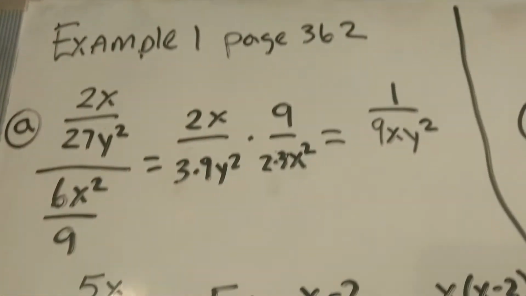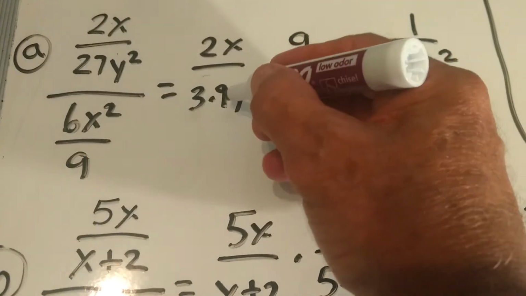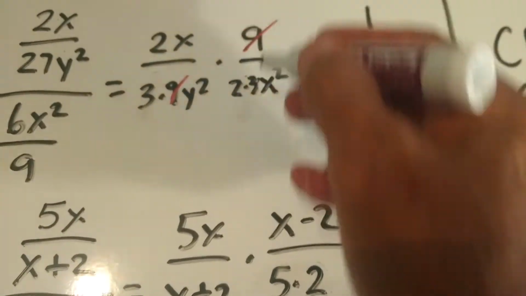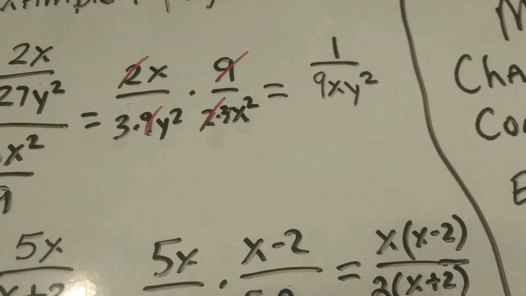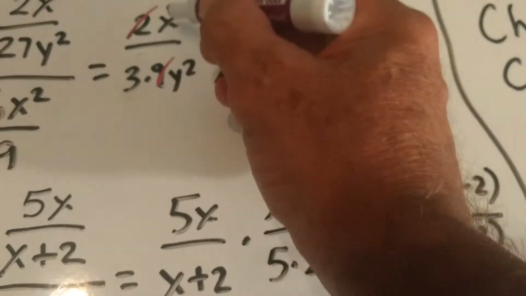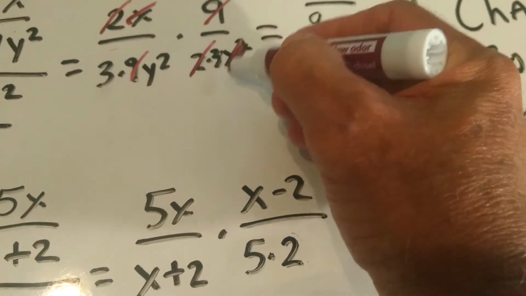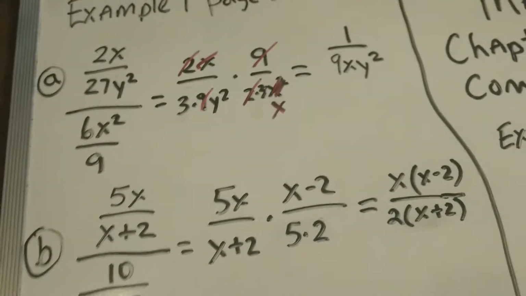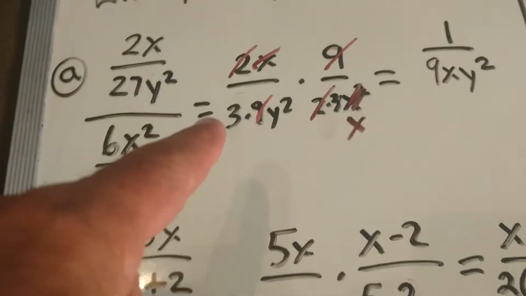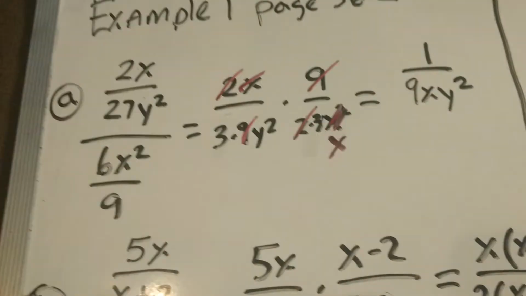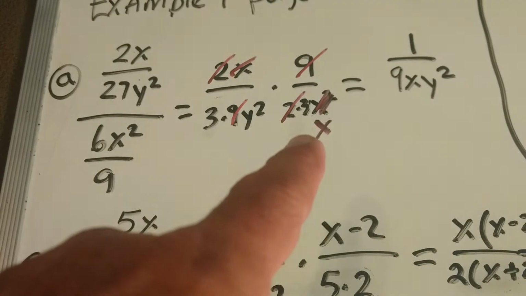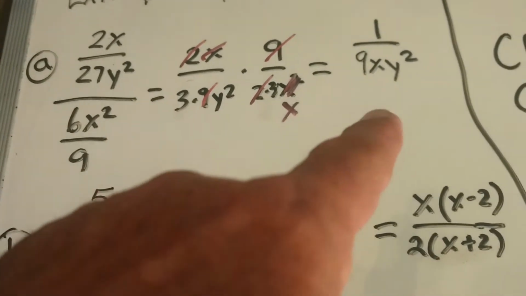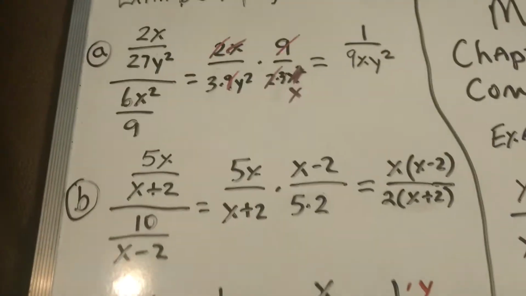The reason is it makes it easier for me to see. Because see, this 9 here cancels with that 9. This 2 cancels with that 2. And then this x cancels with one of these x's and still leaves me an x. So anytime everything cancels on the top, it's not 0, it's 1. Then I've got 3 times 3, which is 9, x, y squared. That's how I got my answer.